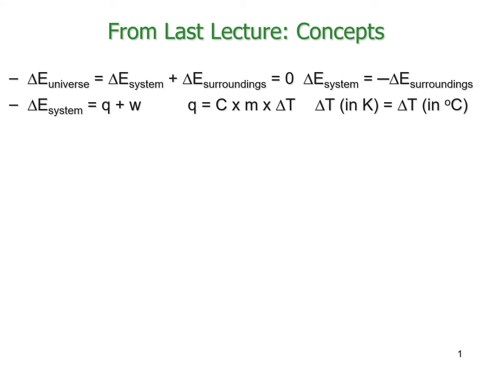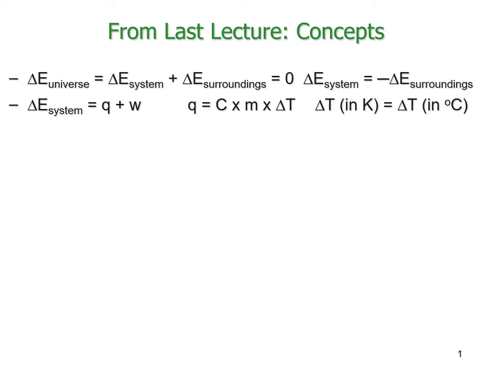One is heat, one is work. So if we have to think about the energy change of a system or the energy change of the surroundings, delta E is equal to Q plus W. So these actually contain three different equations, right? So delta E system equals Q plus W.